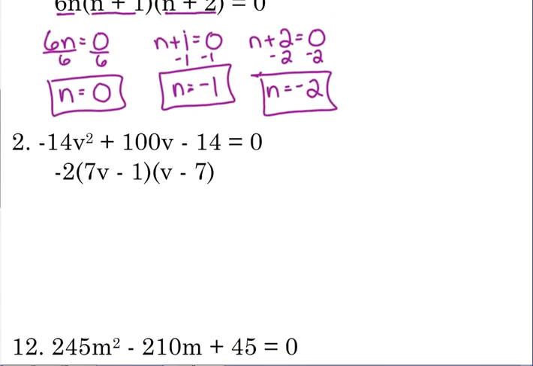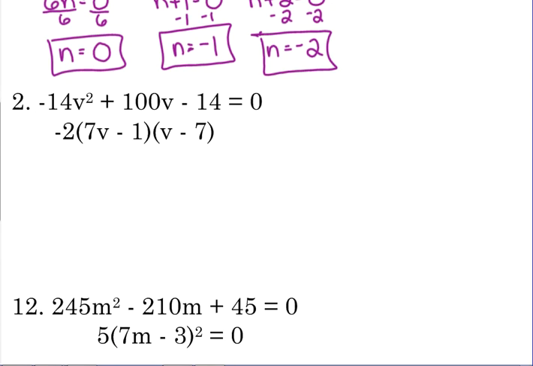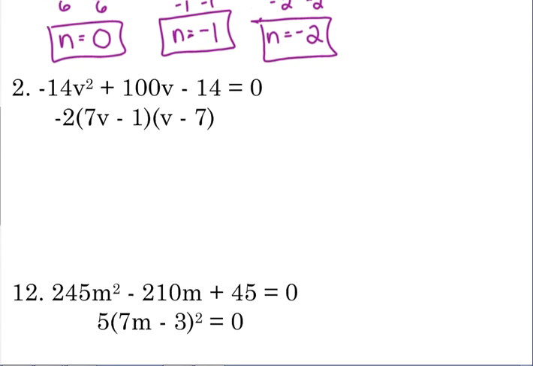All right, let's do another one. Let's do number 2. We already have it in factored form. So now we just set all of our factors equal to 0 and we solve for the variable. Can -2 equal 0? No. So that one doesn't mean anything to us.